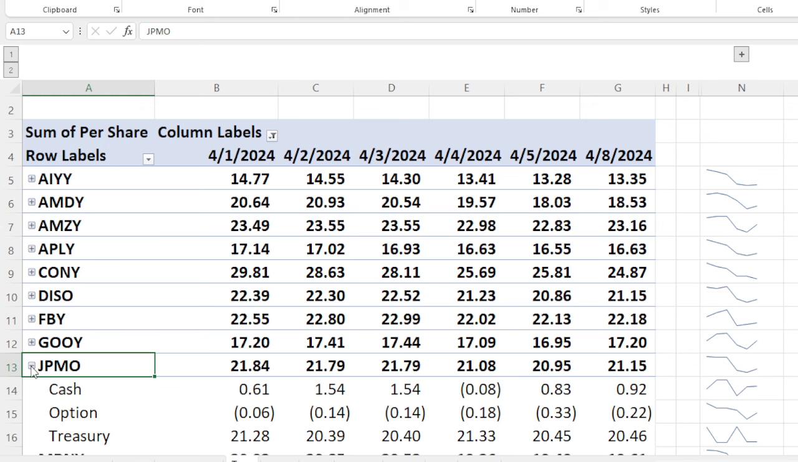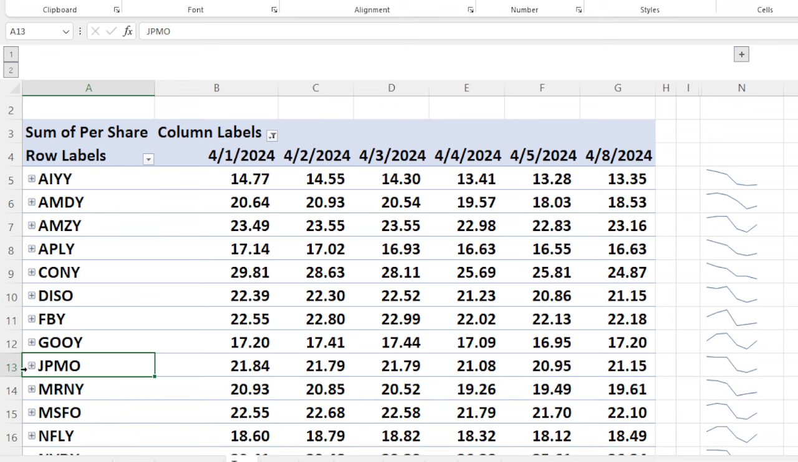JP Morgan, yes, again a small decrease, not too bad. Cash actually increased, and then the treasuries subsequently decreased to start the new week. And then let's see, the options went from a 6 cent credit all the way to a 2 cent credit, so it's not great, but at least it's something. So hopefully they can capture most of that for the new week.